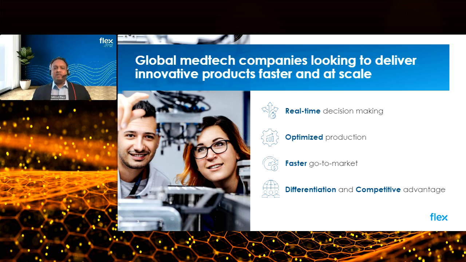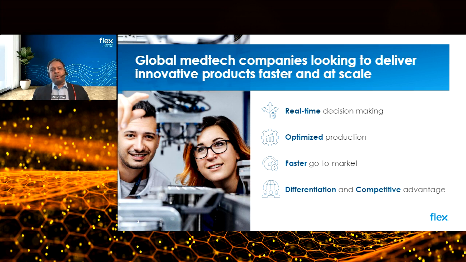What do we see as far as global medtech companies go? Everybody wants to deliver products faster and at scale. That's the general mentality that a lot of these medtech companies are following. What that means is people want to gather as much data as they want and as they feel like. It helps them with real-time decision making. The more data there is, the more analytics you can use to process that data.